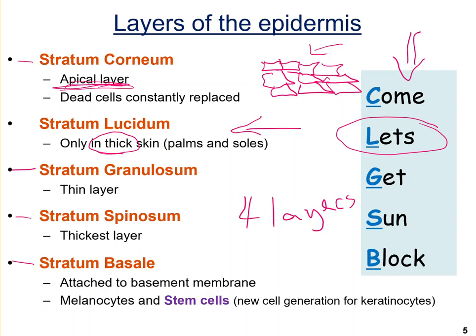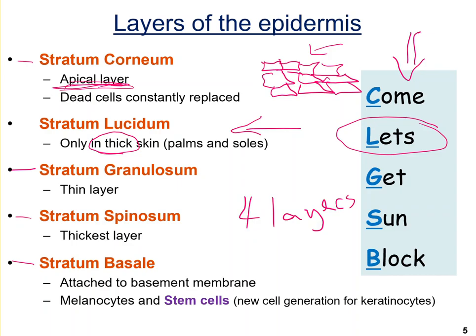So instead, that tippy topmost layer is going to be made out of dead cells to protect you, and they're going to be constantly replaced. The stratum lucidum, again only found in thick skin, is going to be filled with a lot of watery liquid. Okay, the stratum granulosum is your thin layer. Your stratum spinosum is your thickest of the layers in the epidermis, and then you have your stratum basale.